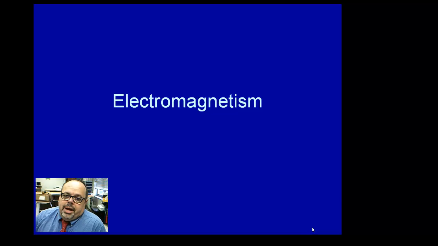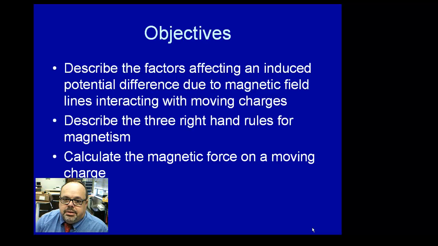Hey, let's talk electromagnetism. Electromagnetism is obviously the combination of electricity and magnetism and how they're related. Our first objective is to describe the factors affecting an induced potential difference due to magnetic field lines interacting with moving charges. It takes both of those for it to happen.